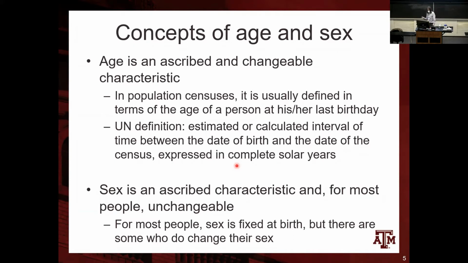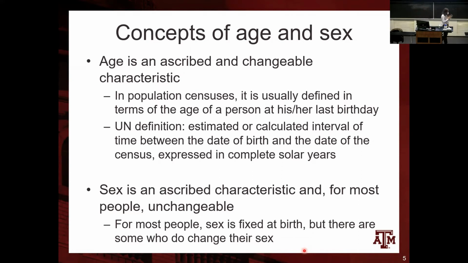Sex is an ascribed characteristic, and for most people unchangeable throughout their lives. For most people, sex is fixed at birth, but there are some who do change their sex. I understand the complexity about sex, and usually in historical demographic data and even more recent demographic data, we divide the population between men and women, right? And if you have a specific survey where you can collect your own data, you can ask the question about sex in a more flexible style, not just between men and women.